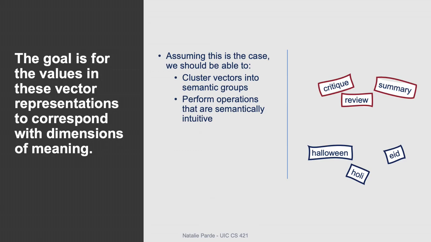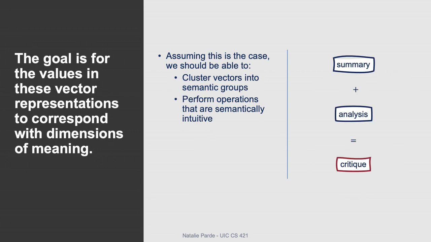Assuming that our vector representations do a good job at reflecting real semantic relationships, we should be able to then cluster those vectors into different semantic groups. For example, maybe we come up with clusters of words associated with writing and with holidays. We should also be able to perform operations on the vector representations of words that end up being semantically intuitive. For example, maybe we find that adding together the vectors associated with the words summary and analysis ends up producing a vector that is extremely similar to the vector associated with critique.